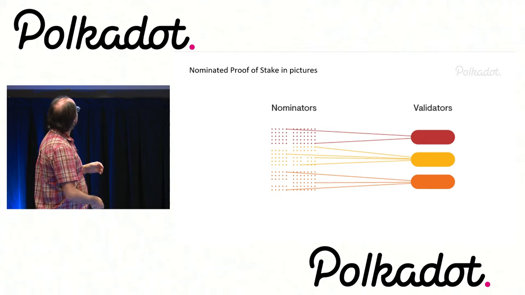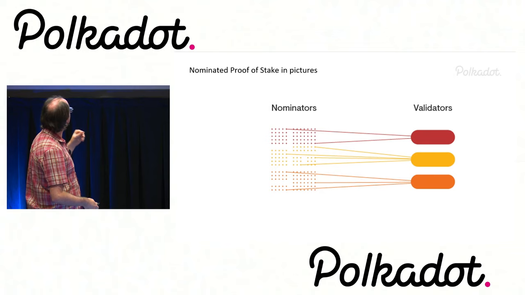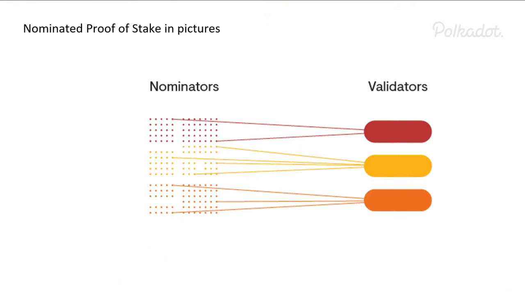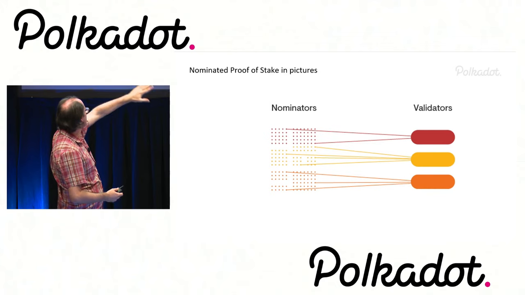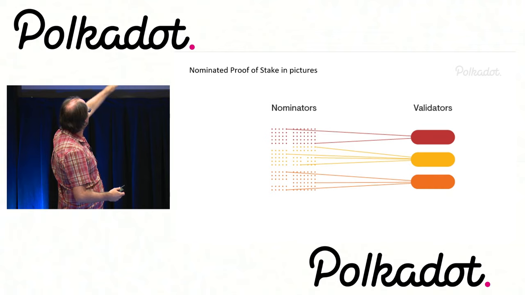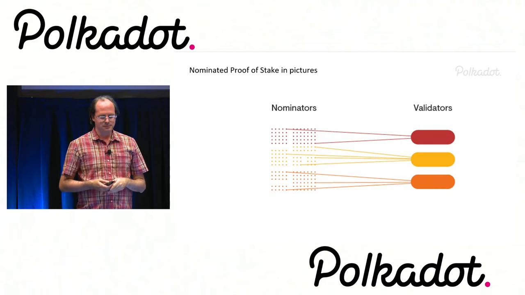So I probably need a picture. These guys with dots on the left are nominators. They're using their dots to nominate validators. And these lines represent how this is going to work. Some people are going to have their stakes divided between the people they vote for, with the aim of making everyone backed as equally as possible.